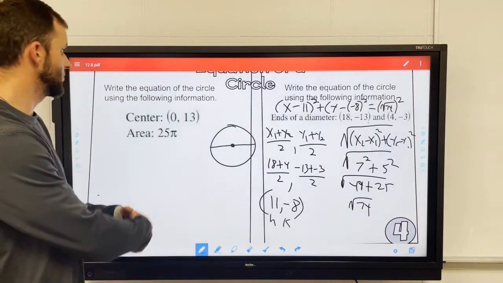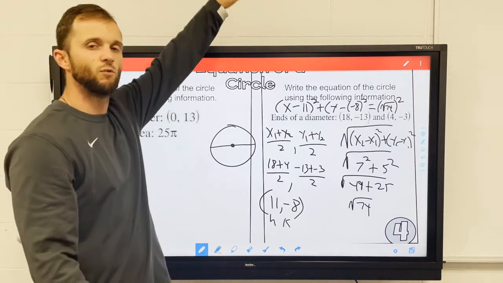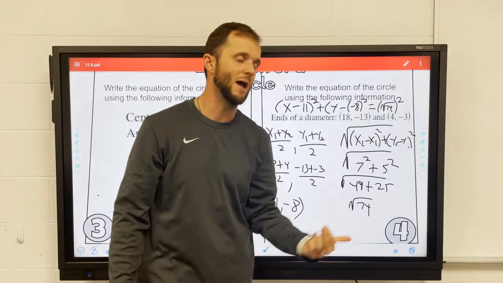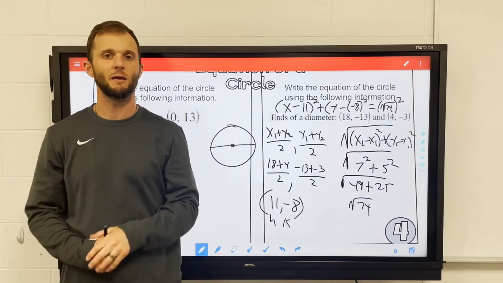So, ladies and gentlemen, we're taking all this info. Make sure you use that formula at the top of your notes. Apply it to your skill check. If you're needing any help, please let me know.